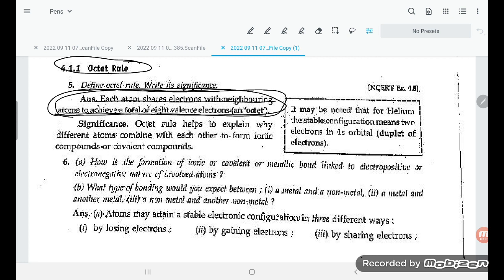Each atom shares electrons with the neighboring atoms to achieve 8 valence electrons. That is what is called an octet. It may be noted that for helium, a stable configuration means 2 electrons in the 1s orbital, that is a duplet of electrons.